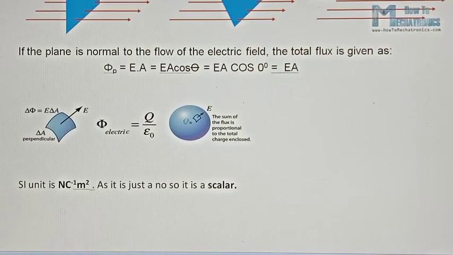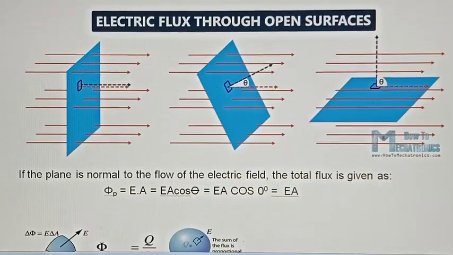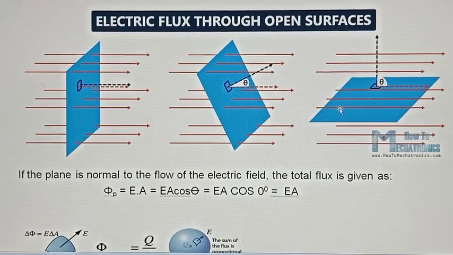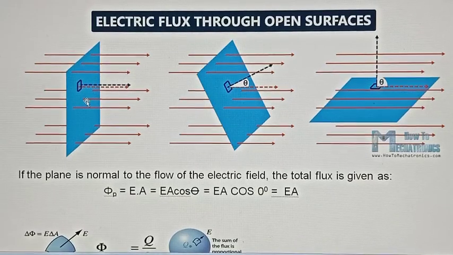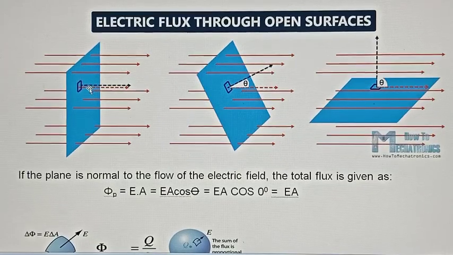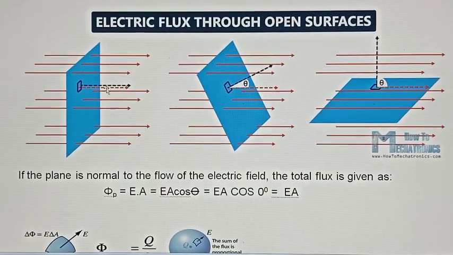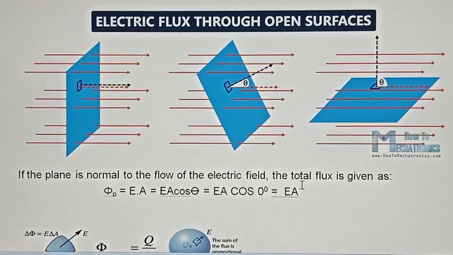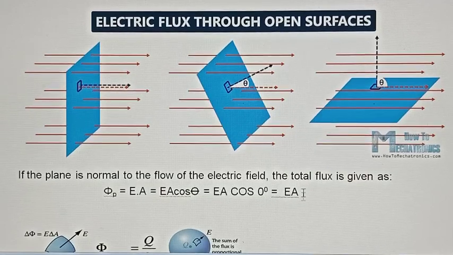Now if you want to calculate flux linked with these surfaces, you see these surfaces are at different orientations. Now for the first surface, you see theta is equal to 0. The angle between electric field and the area vector is 0. So maximum flux is linked with that surface. You see all electric field lines are passing normally through that surface. So maximum flux is linked. So the value of maximum flux is EA.